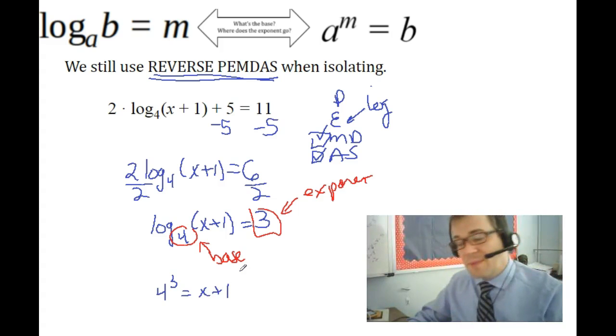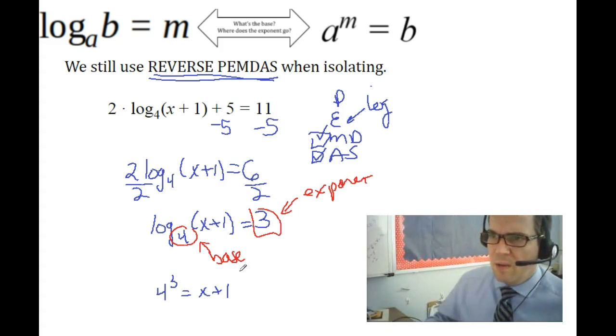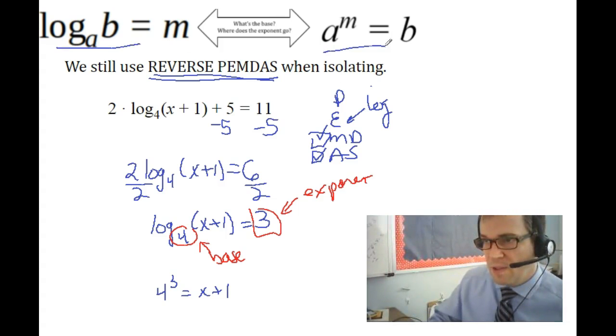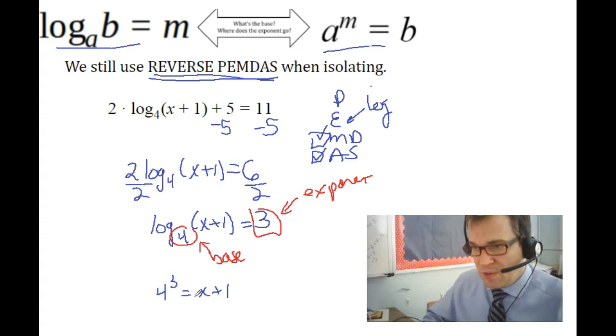I will say sometimes kids get to this point in the video and they're like, hey, what happened to the log? Where'd the log go? We're just switching from this form to this form. So this side has a log in it and the exponential form does not have a log. It's just a different way of saying a similar idea. This is much easier to work with, of course.